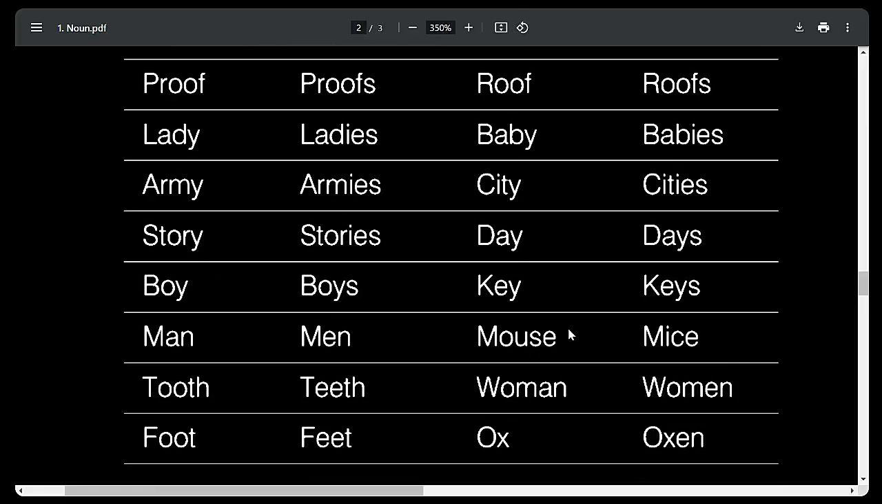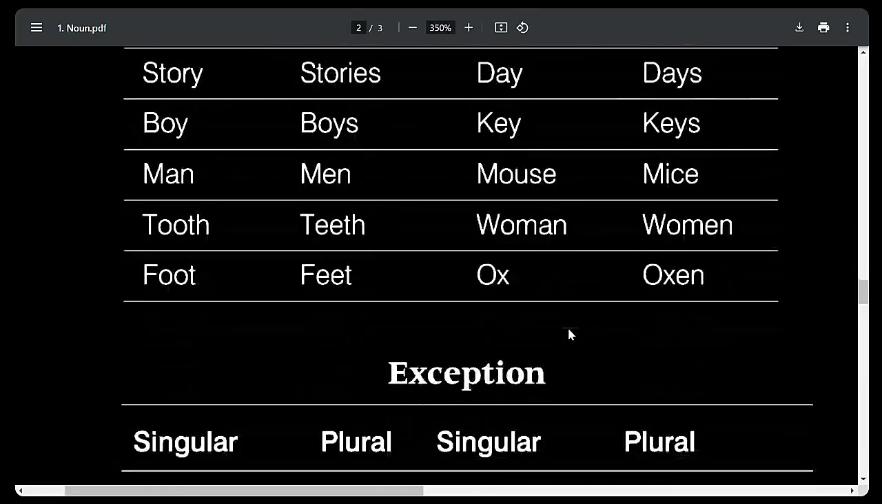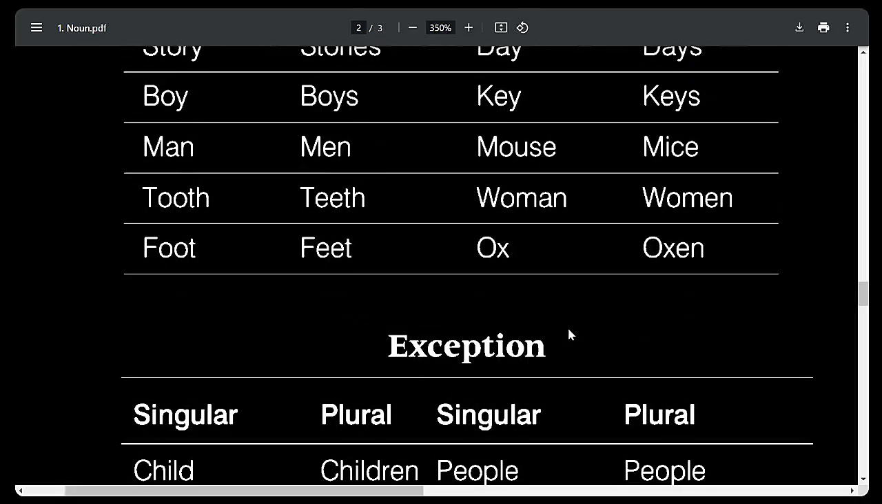So woman, women, both the pronunciation is the same, but spelling is different. For singular, we call WOMAN, and for plural, it will be WOMEN. But pronunciation is the same. By pronunciation, we cannot identify. Only by the sentence we can identify. But spelling is different. Foot, feet, ox, oxen. So there are some exceptions in the singular and plural nouns.